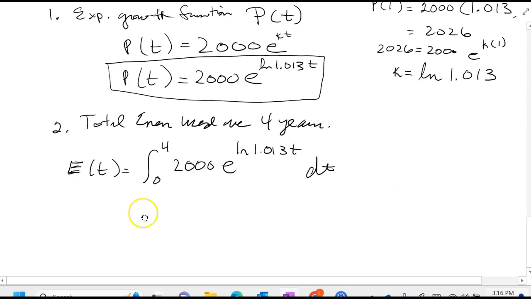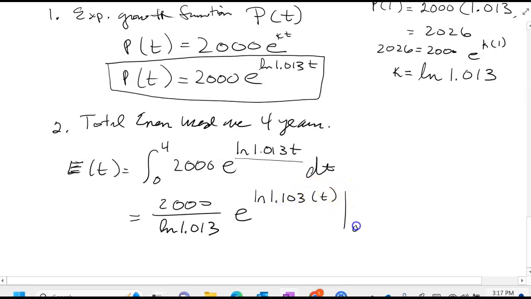And you can use the integration techniques that we went over, the general techniques. You need your u-sub. You let u be this exponent up here, which means you're going to need a 1 over ln 1.013. So you have your 2000 over ln of 1.013 times e to the ln 1.013 times t going from 0 to 4. And you just have to plug all that into your calculator, and you should get about 80,210.3.